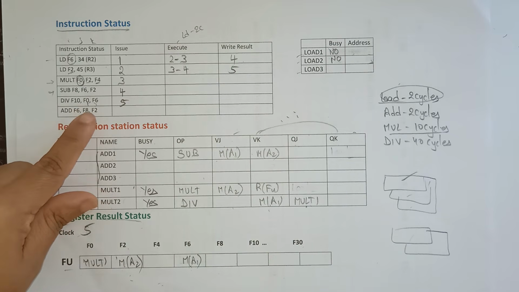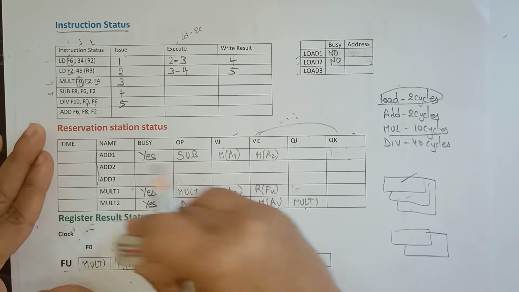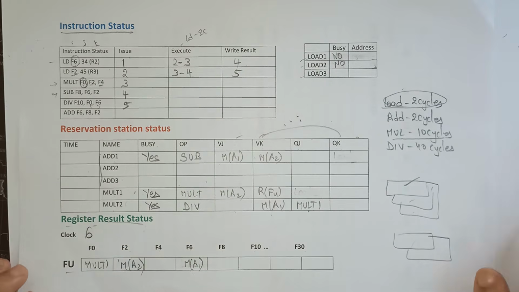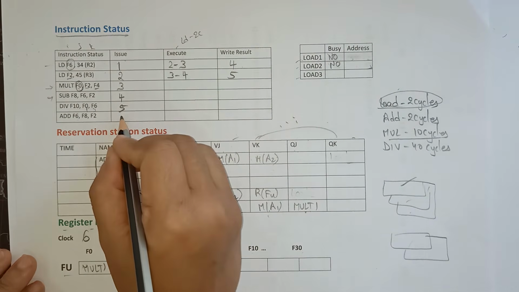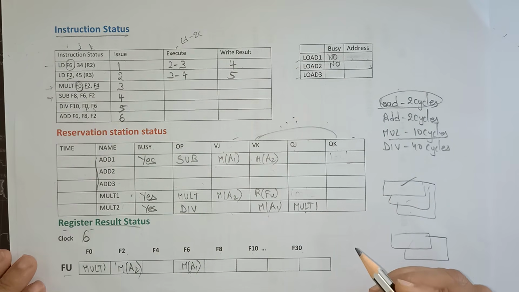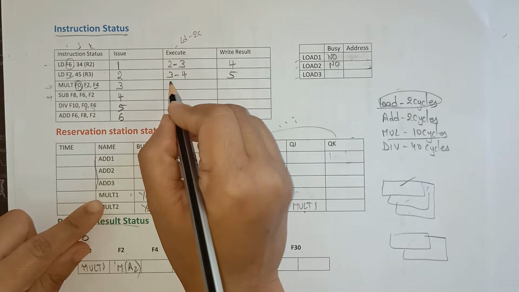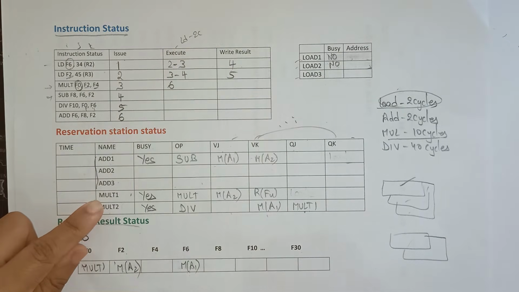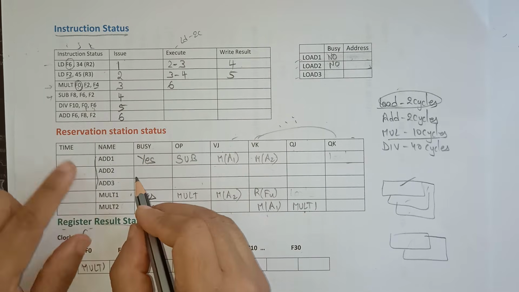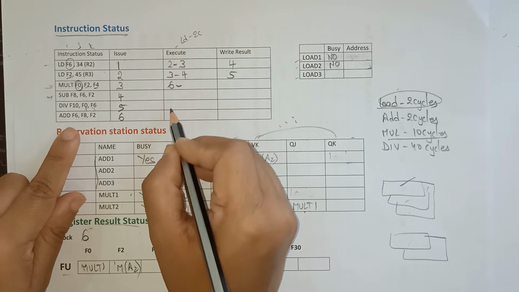So this is the 5th clock cycle. Now start with the 6th clock cycle. So in the 6th clock cycle, what is happening? The adder is started, and multiplication starts its execution. At the 6th clock cycle, the adder started. So this addition is started, and multiplication starts its execution.